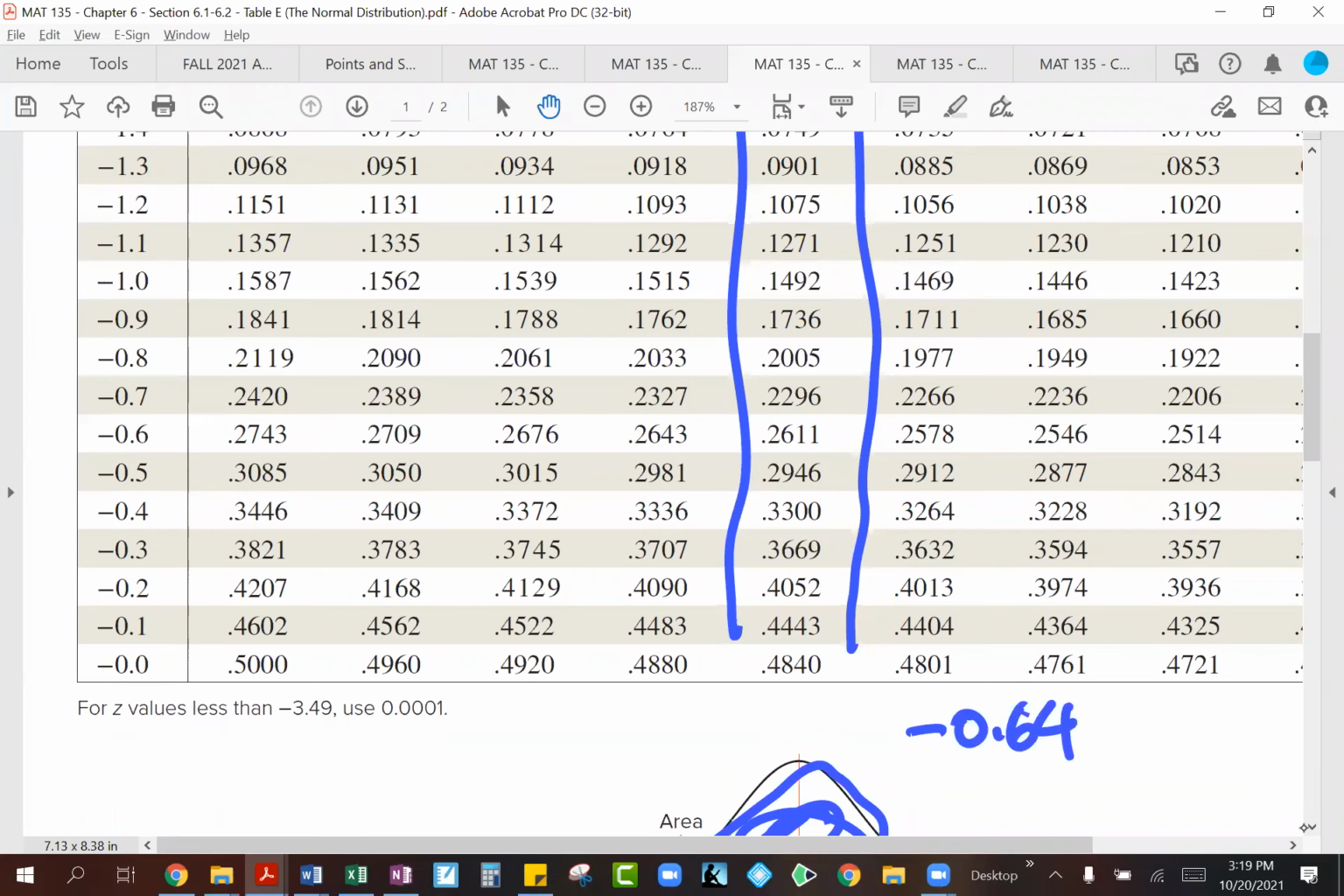So can you tell me what area are we looking at? Okay, I've got Naomi, Ileana, Sabri, Darla, Mary, John, Dennis. Yeah, perfect, guys. Very good. 0.2611. So this is our line here, and this is our 0.04 column.